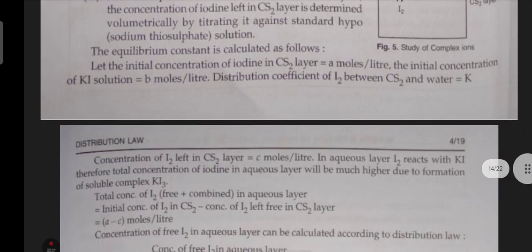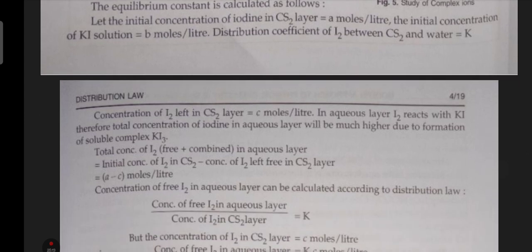Let the initial concentration of iodine in CS2 layer be equal to A mole per liter, and the initial concentration of KI solution be B mole per liter. The distribution coefficient of I2 between CS2 and water is equal to K. The concentration of I2 left in CS2 is C mole per liter.